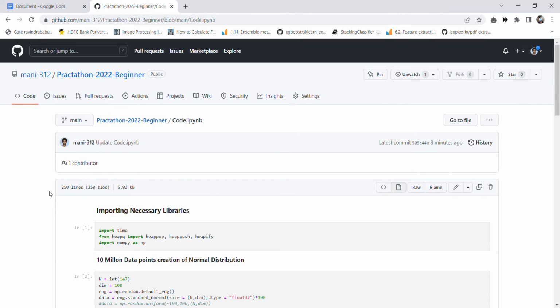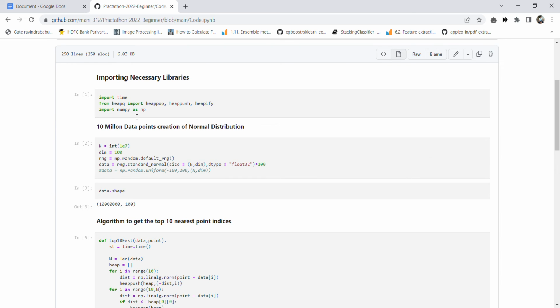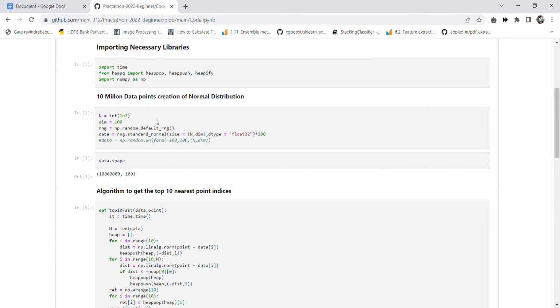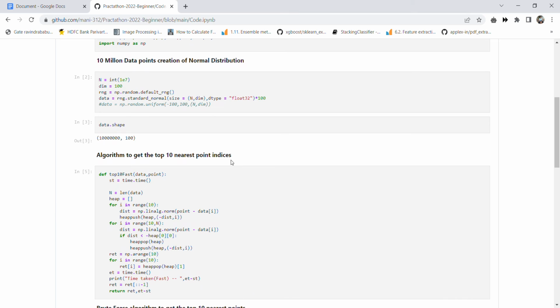And let's see the code in action. These are all the necessary libraries that we have used: time is used for measuring the time taken by a piece of code, and heapq is a library used to work with heaps, along with numpy arrays. This is how we have created 10 million data points. This function returns 10 million vectors with the standard normal distribution of 0 mean and 1 variance. We have scaled it to the range of -100 to 100 by multiplying by 100.